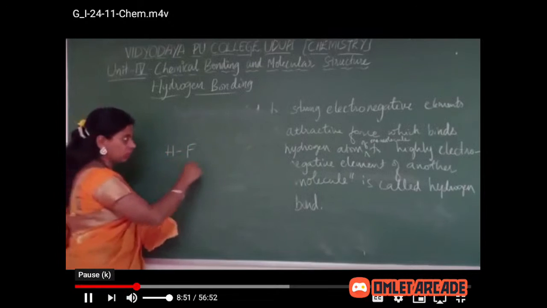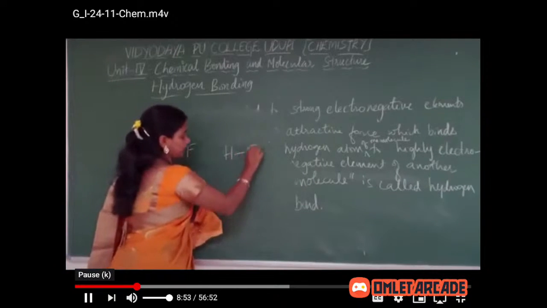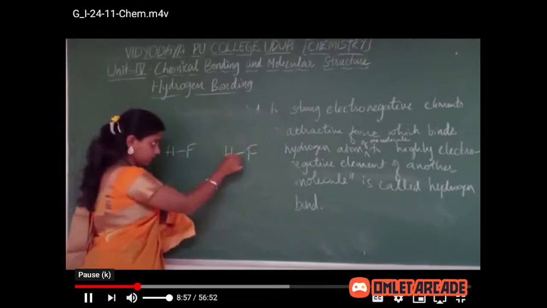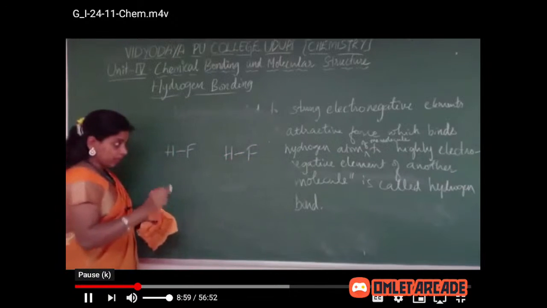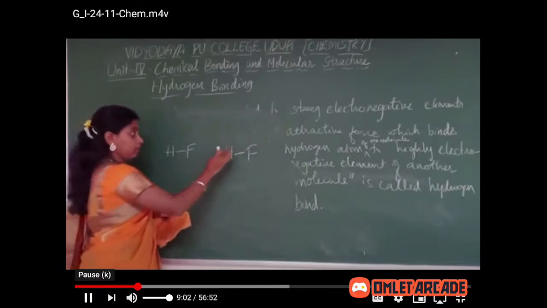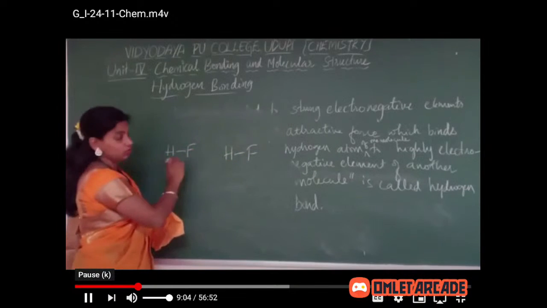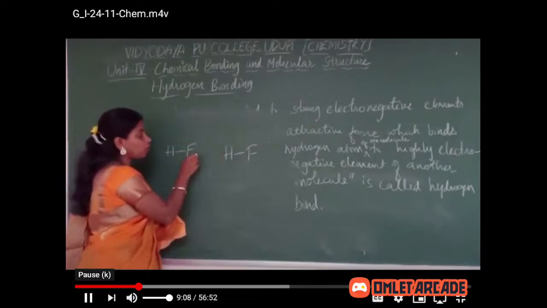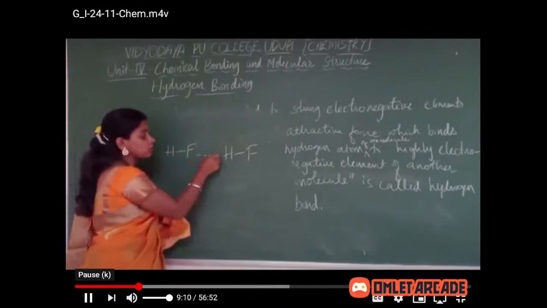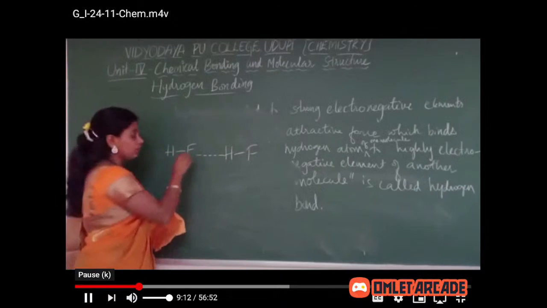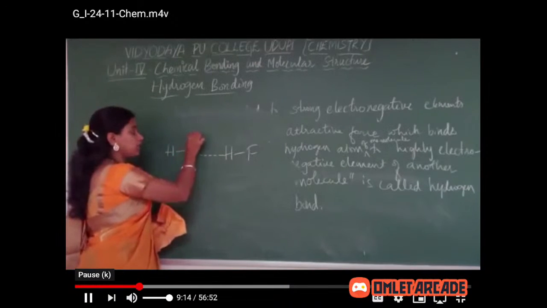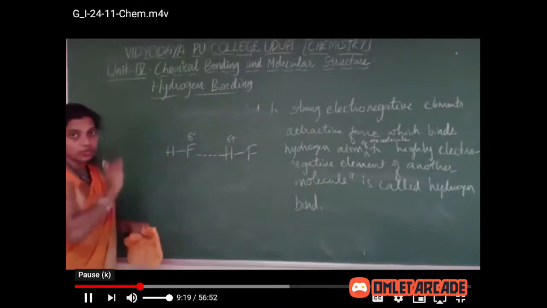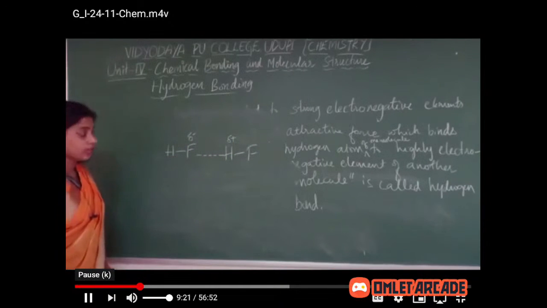This is one HF molecule. This is another HF molecule. In the same molecule, H and F are bonded by the covalent bond. Between two HF molecules, this H will bind to the fluorine of the other molecule by the hydrogen bond. Why? Because fluorine is partially negatively charged and hydrogen is partially positively charged. There will be an attractive force.